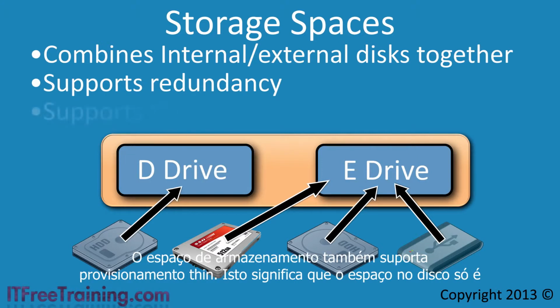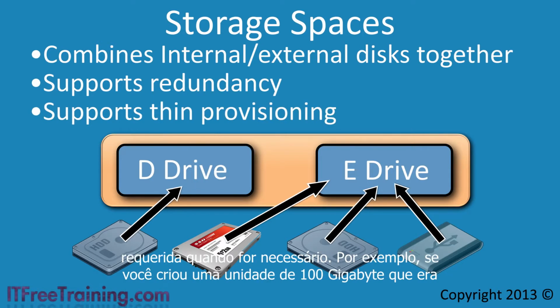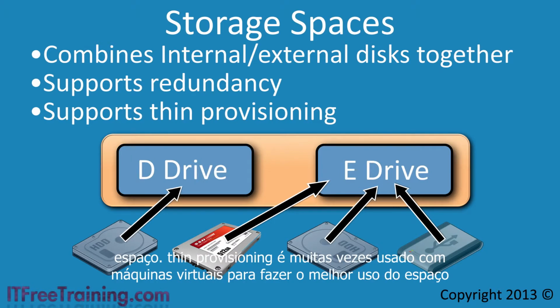Storage space also supports thin provisioning. This means that space on the drive is only required when it is needed. For example, if you created a 100 gigabyte drive that was only using 1 gigabyte of space, it would only take up 1 gigabyte of space in the storage space. Thin provisioning is often used with virtual machines to make the best use of space available.